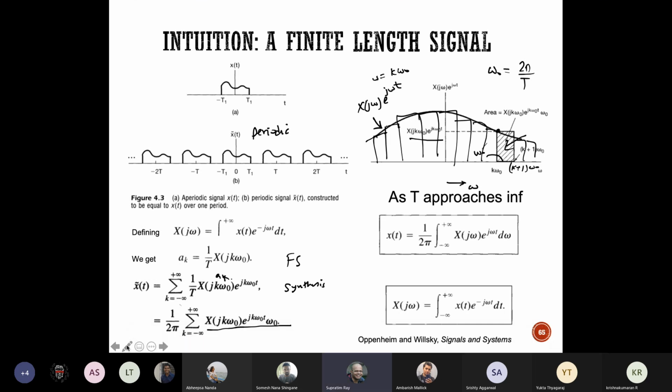Okay, and this is the Fourier series. This is the Fourier series analysis and Fourier series synthesis equations. Now notice that both are continuous. x(t) is an aperiodic signal for which you can compute a continuous representation in the frequency domain given by this formula. And this is your Fourier transform.